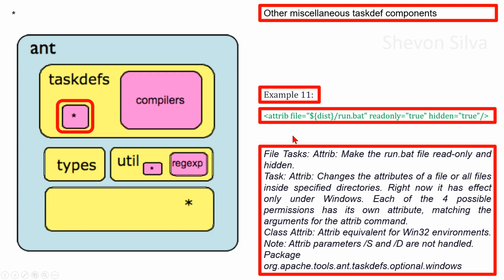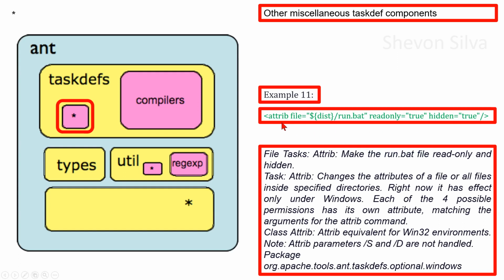Now we are considering attrib in file tasks. Here, make the run.bat file read only and hidden. The task attrib changes the attributes of a file or all files inside specific directories. Right now, it has effect only under Windows. Each of the 4 possible permissions has its own attribute matching arguments for attrib commands.